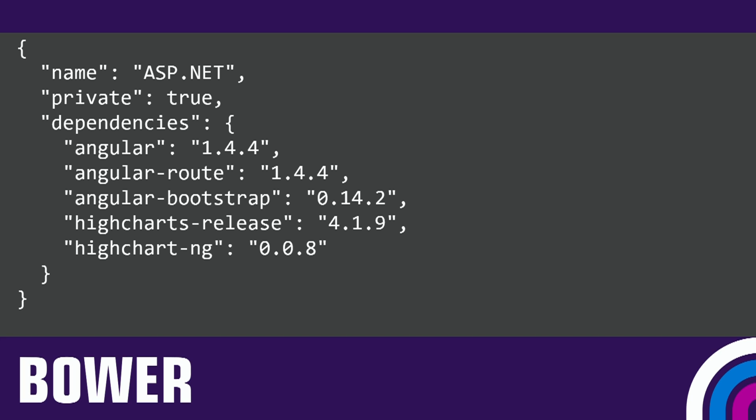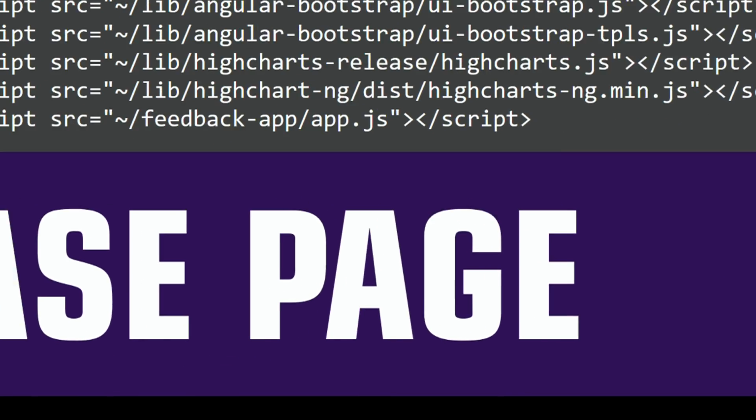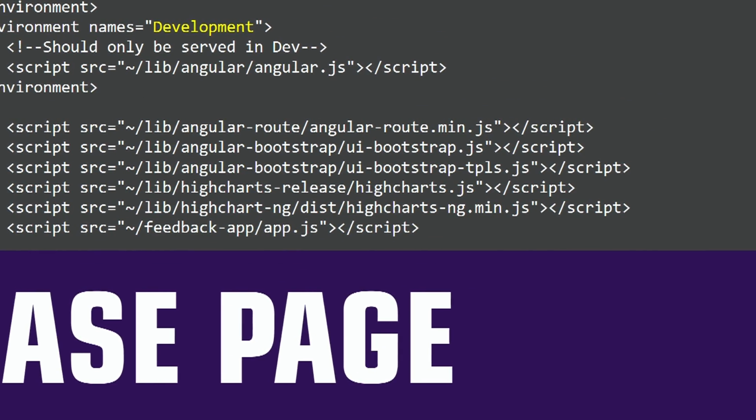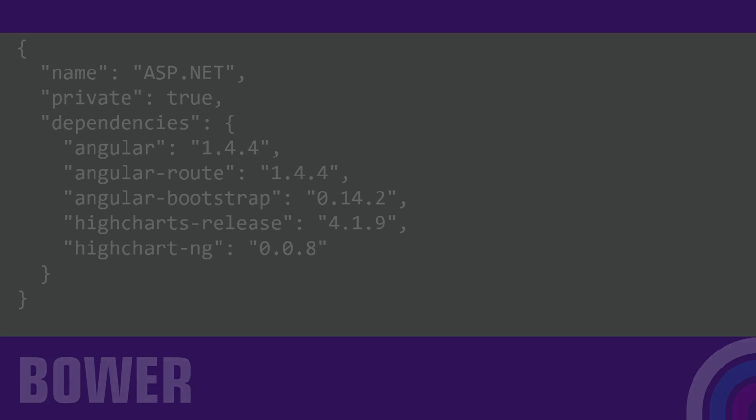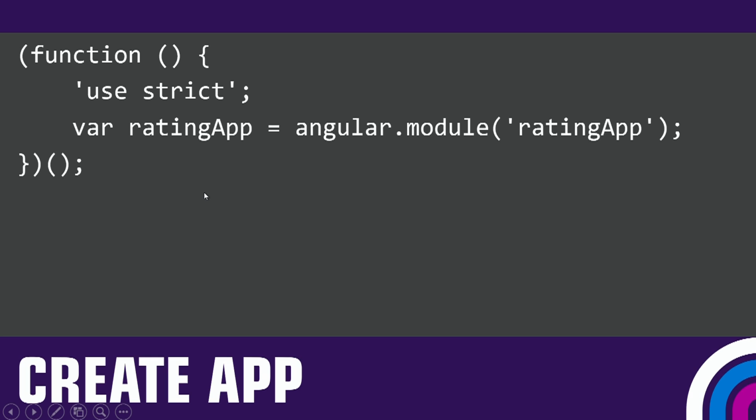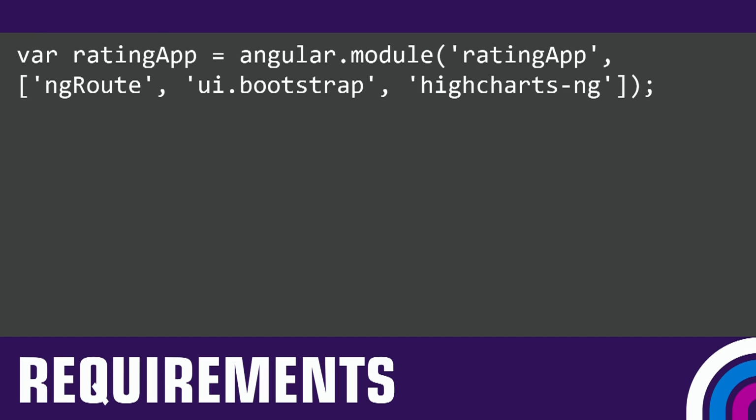And then I create my application. So we saw just down here, you see I included the feedback app, app.js. In that app.js, I just create an anonymous function, and I create an angular.module called ratingApp. We save that into a variable called ratingApp. We can define the requirements of my Angular application. So here I'm saying my Angular module relies on ngRoute, it relies on UI Bootstrap, and it relies on HighChartsNG.